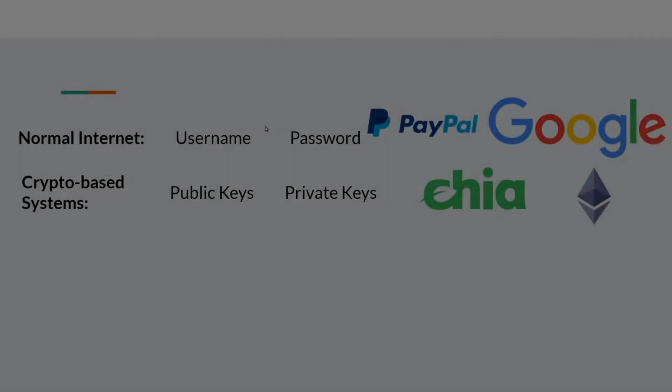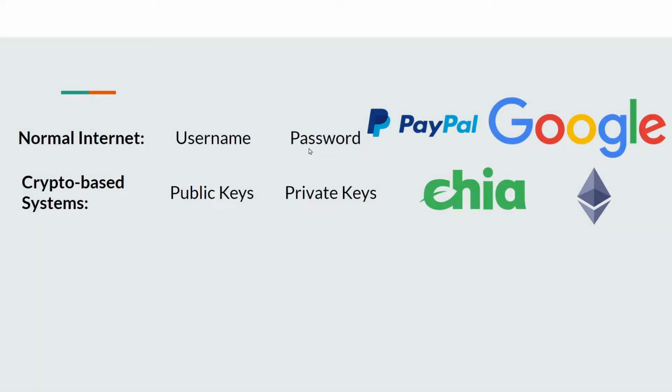In normal internet services, we have, of course, a username and a password. On PayPal, Google, things like this, you have a username and a password to secure your account. Well, in crypto-based systems, things that use cryptography, like cryptocurrencies like Chia and Ethereum, we have public keys and private keys in the place of username and password. So a public key most directly relates to a username, and a private key most directly relates to a password. The public key is like an identifier, and the private key is something that can access information that's encrypted with the public key.